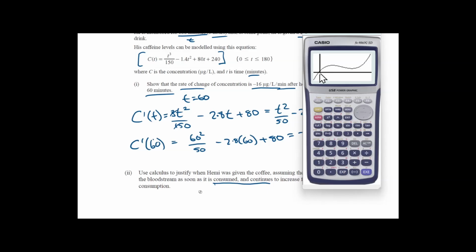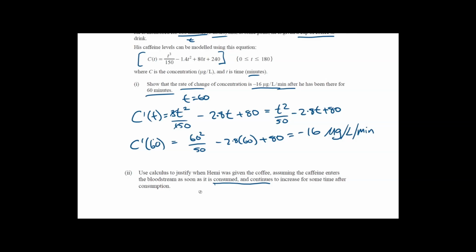Go to draw. So here's where we start. He starts with about 240 micrograms per litre in his blood, and then it goes up and hits a peak at some point, and then it starts tapering off, and then all of a sudden, hey presto, there's a minimum point and it shoots up. So we need to know what this one is. We need to use calculus to do it.